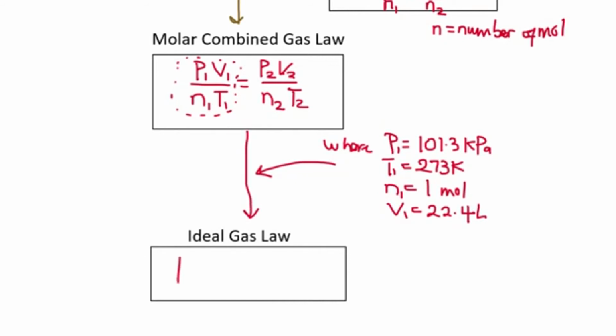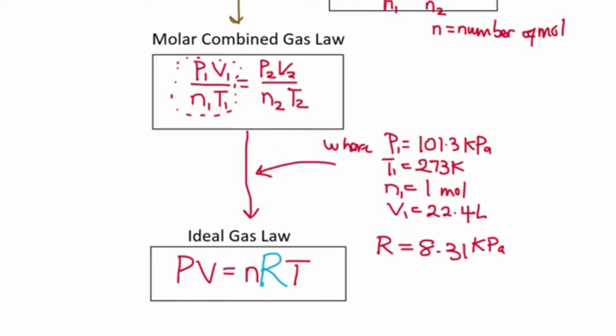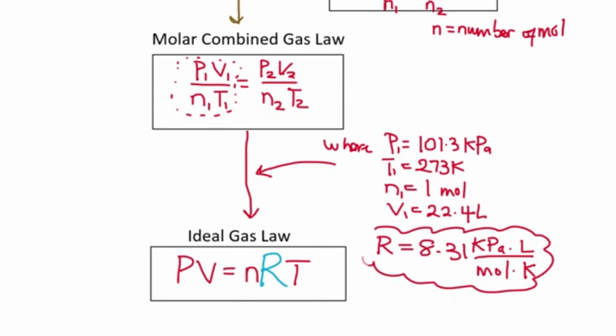So once we plug that into this particular formula right here, we generate our ideal gas law, which is as follows: PV equals nRT. So in this case, our R is equal to 8.31 and some other significant figures right there. But take note of the unit, which is kilopascal times liter over moles times kelvins. So once you're able to recognize these, you can solve any question that has the pressure, the volume, and temperature, and you have to determine the number of moles.